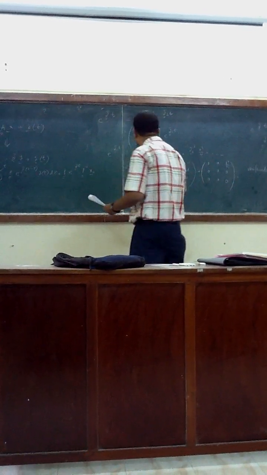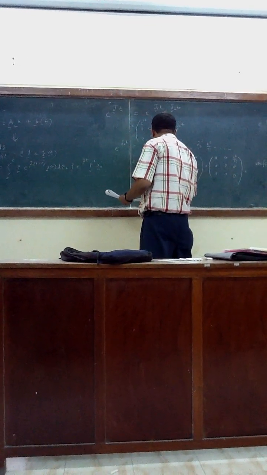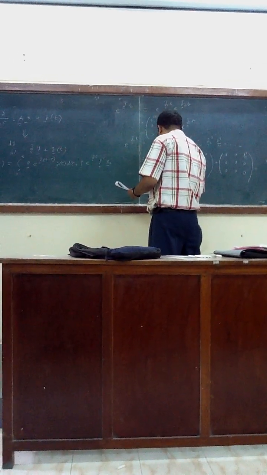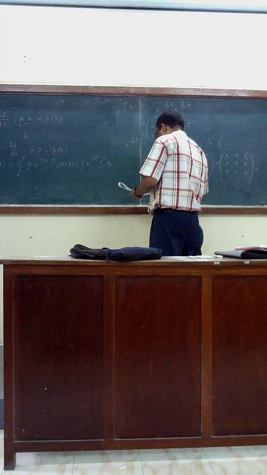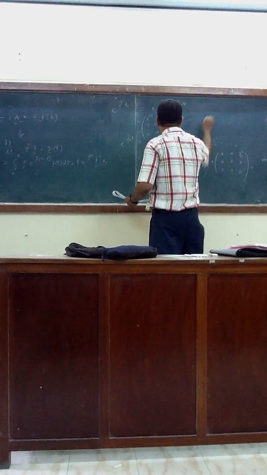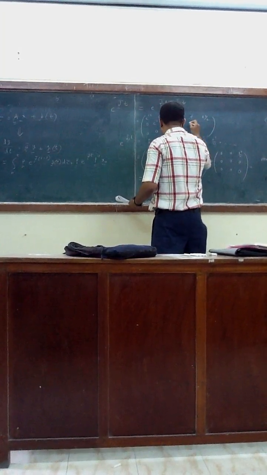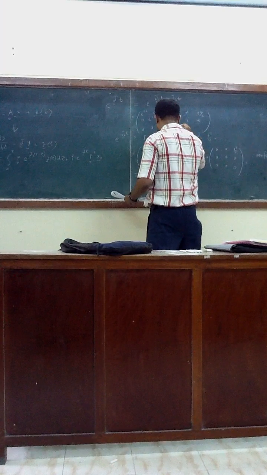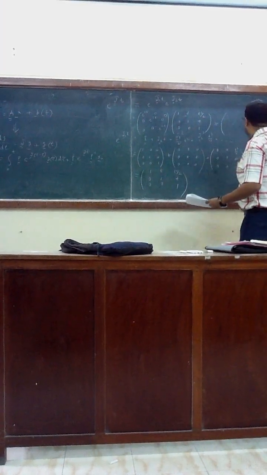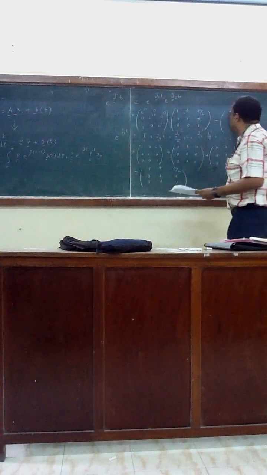What will be the final answer? 1, t, then t square by 2. Then next 0, 1, t, 0, 0, 1. So you write here these values: 1, t square by 2, 0, 1, t and 0, 0, 1. What is your final value? It will be e to the power Jt.